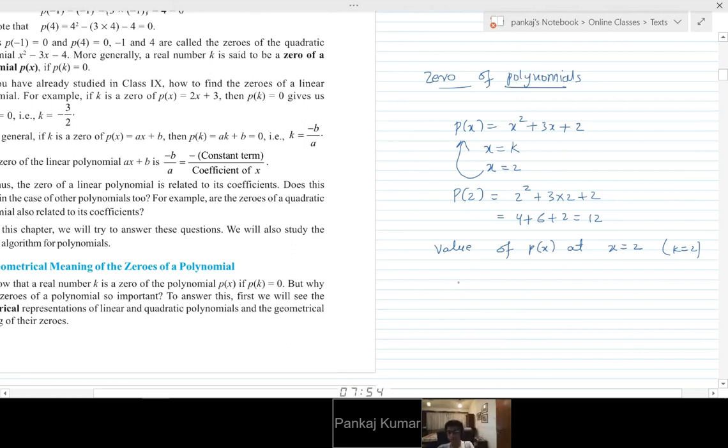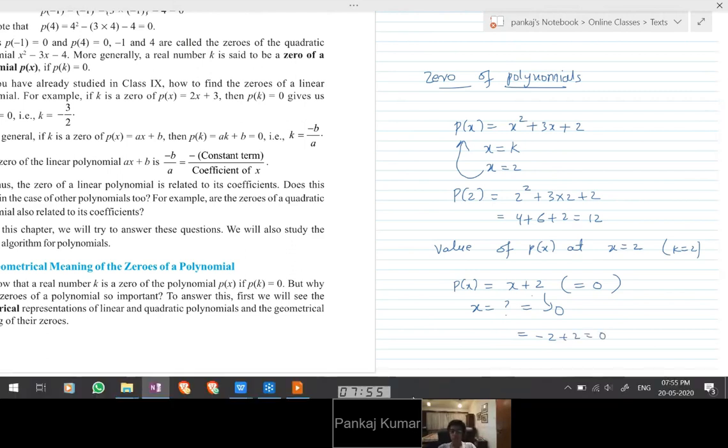Now, the zero of a polynomial is that value of x for which the polynomial value becomes equal to 0. The whole polynomial value becomes 0. So what value of x do we take so that this becomes 0? Minus 2. Minus 2 plus 2 is 0.